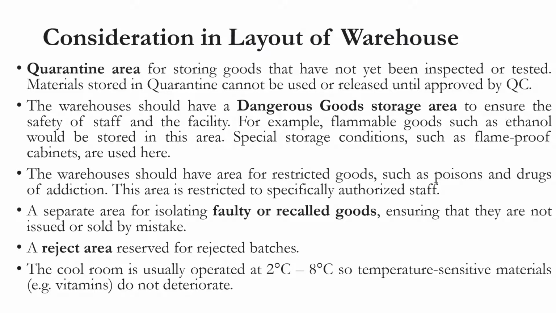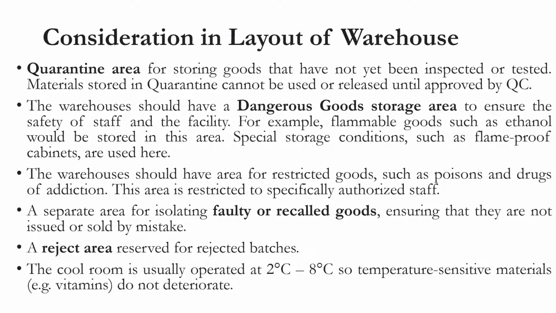Some considerations in the layout of any typical warehouse. It should have a quarantine area for storing goods that have not yet been tested or inspected. Material stored in quarantine cannot be used for release until approved by quality control. A warehouse should have a separate dangerous goods storage area to ensure the safety of the staff and the facility. Flammable goods such as ethanol should be stored in the dangerous goods storage area. Specific storage conditions like a fireproof cabinet should be used here.